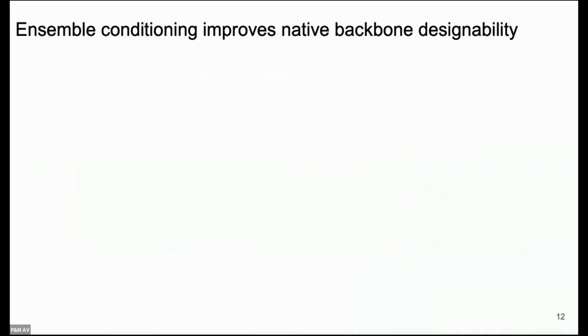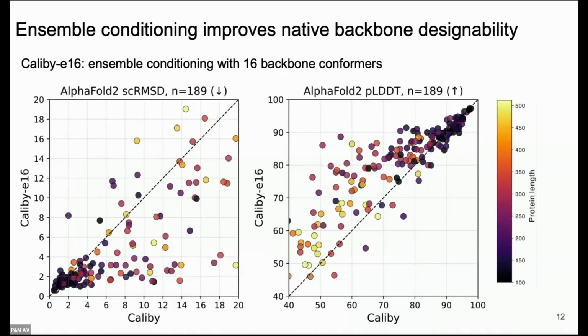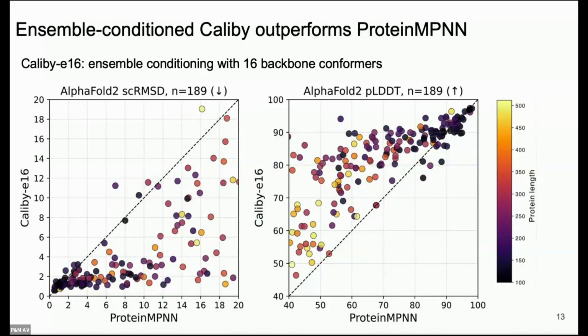To test whether this approach actually works, the first thing we do is benchmark ensemble-conditioned Caliby against fixed backbone Caliby. Here we use a test set of 189 native backbones, and we design sequences with either approach and use single sequence AlphaFold 2 to assess their designability. On the left, we have SCRMSD, where below the line means ensemble-conditioned Caliby outperforms fixed backbone Caliby. On the right, we show PLDDT, where above the line means ensemble-conditioned Caliby outperforms fixed backbone Caliby. As you can see, for most native backbones, ensemble-conditioned Caliby does provide a performance improvement over fixed backbone design.